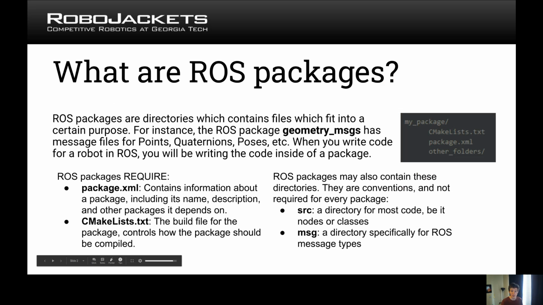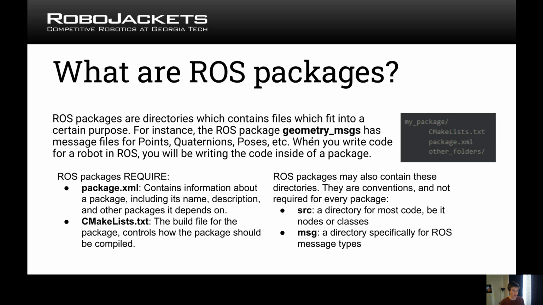So first of all, we're going to talk about the idea of ROS packages. ROS packages are just directories that contain files that fit into a specific purpose. They're grouped in a thematic way, right? For example, there's the geometry messages package in ROS, and that contains a bunch of message types for points, quaternions, poses, and a bunch of other geometry-related data types. Packages can contain message files like that. They can contain functionality. So, for example, you could have a package that contains your motion planning code.